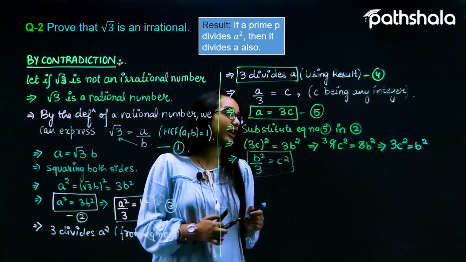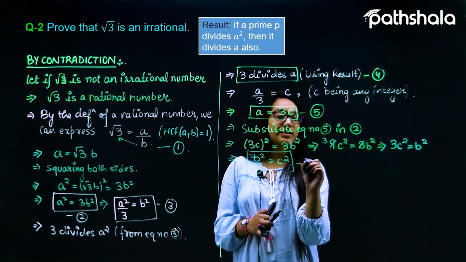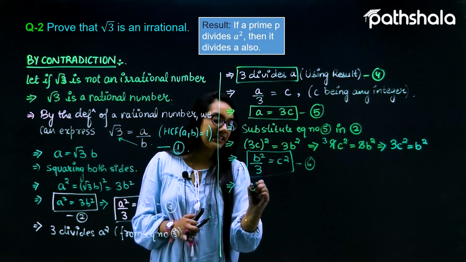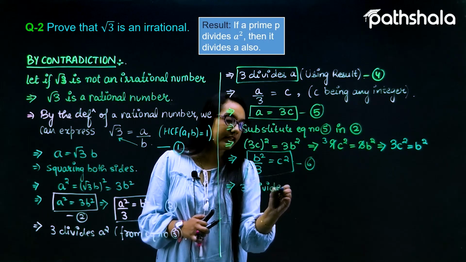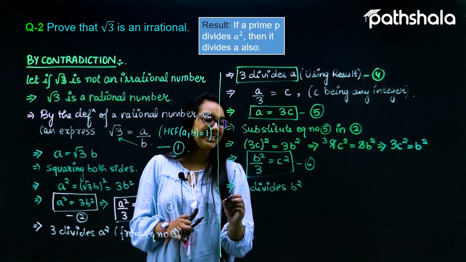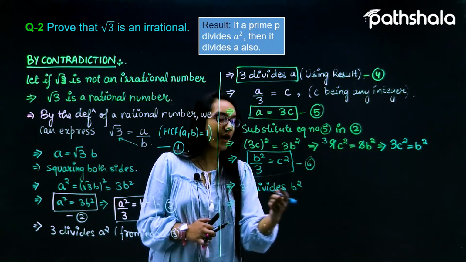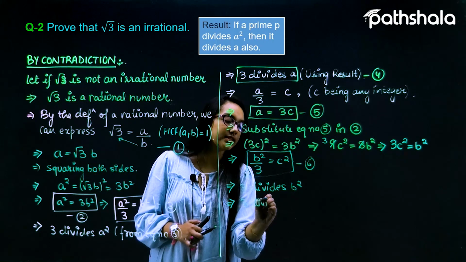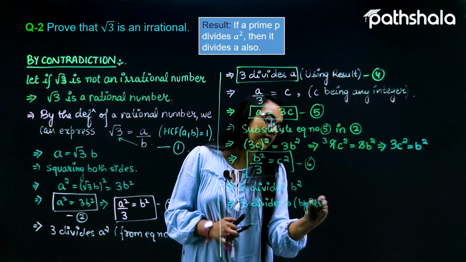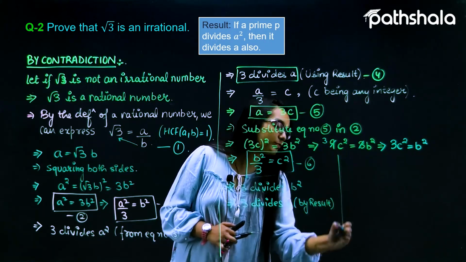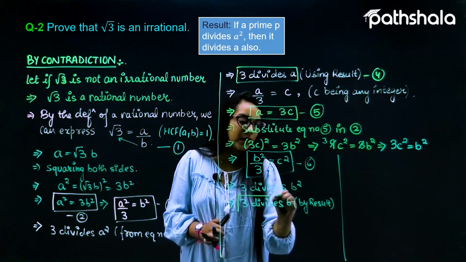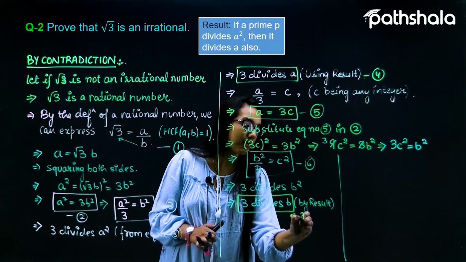Let us call this equation number 6. From equation number 6, we can say that 3 divides b square. Again, if 3 divides the square of a number, then 3 divides the number itself. So 3 divides b, by using the result. Let us call this equation number 7.